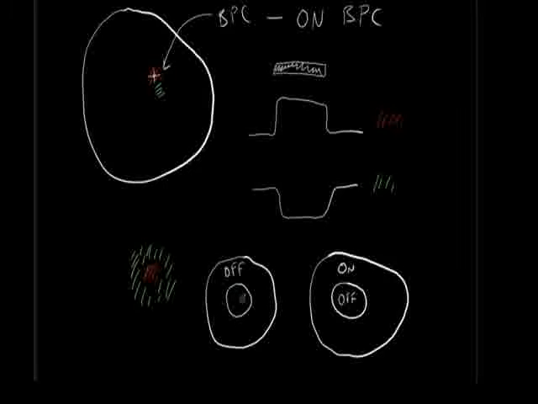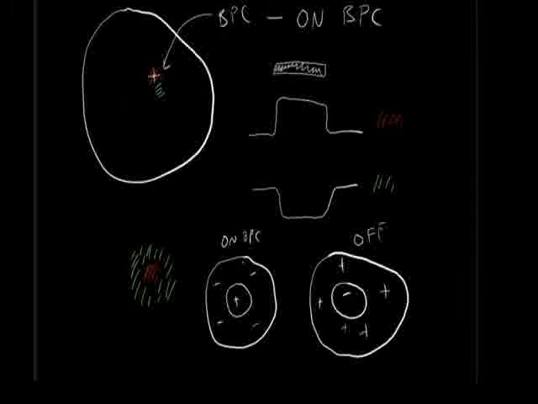So the response to light now would be, for an on bipolar cell, I get excitation here and inhibition in the surround. For an off bipolar cell, I get inhibition here and excitation around here.